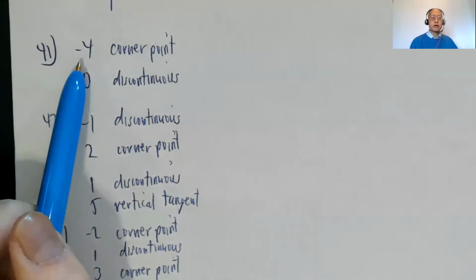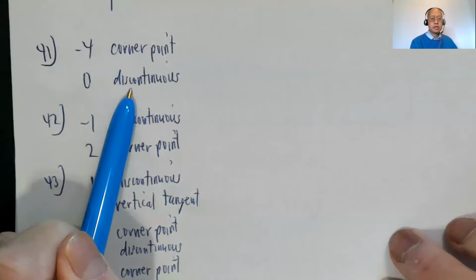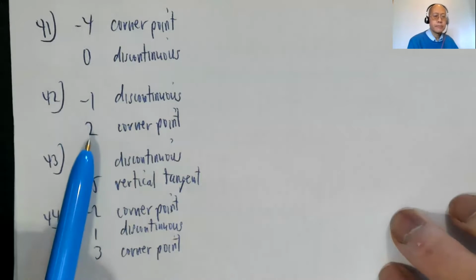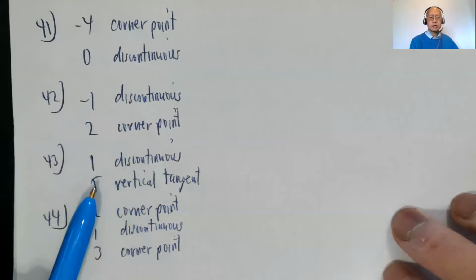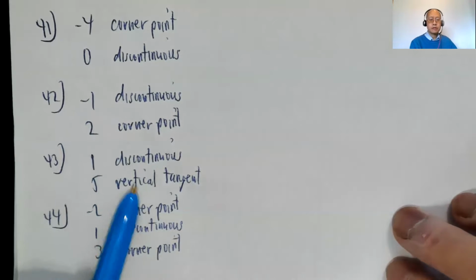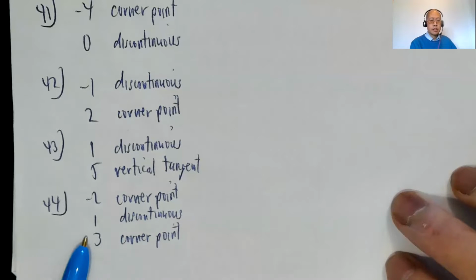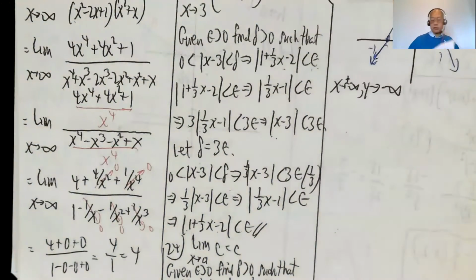So for 41, -4 was a corner point, and 0, the function was discontinuous. 42, -1 was discontinuous. 2 was a corner point. 43, 1 was discontinuous. 5, you had a vertical tangent. 44, -2 was a corner point. 1, the function was discontinuous. And 3 was also a corner point. So I think I didn't have it written down last time, but here it is written down now.